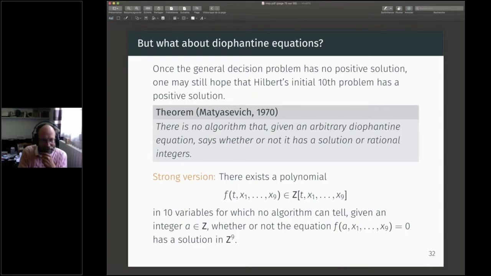There is a polynomial in 10 variables, of which the first one, t, is a parameter, and the 9 other ones are those in which you want to solve. There is no algorithm that can tell you, given some value of the parameter t, whether the equation f of this parameter t, x1, ..., x9 equal to 0 has a solution in 9 integers or not. I say it's a huge number of variables, but it's not so huge, it's 9.